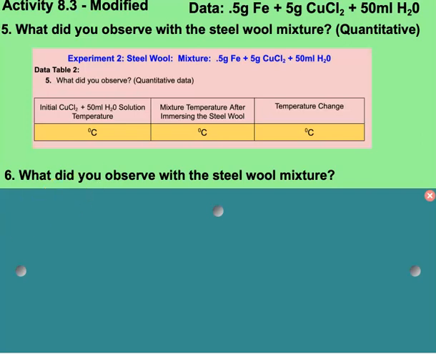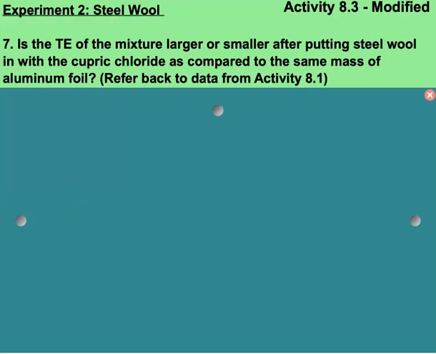All right, so now that you paused the video, and you wrote down your description, go ahead and answer question 7. Is the thermal energy of the mixture larger or smaller after putting steel wool in with the copper chloride as compared to the same mass of aluminum foil? And again, if you need to look back at activity 8.1, please do so. So go ahead, pause the video, and answer question 7.